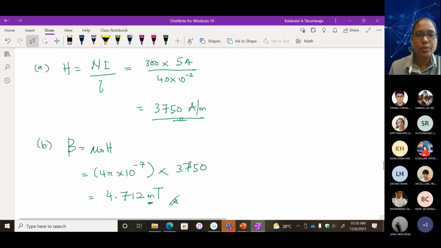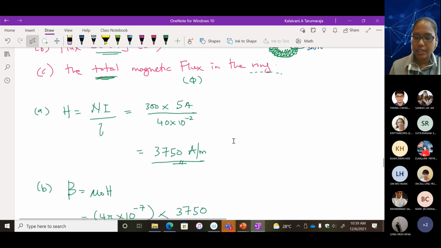So you may have a look. This is the equation that you are going to have: n multiplied by I divided by the length. But take note, sometimes you need to use a different equation. Since in your question they have already given you the turns, the current, and the length, it is easy for you to substitute.